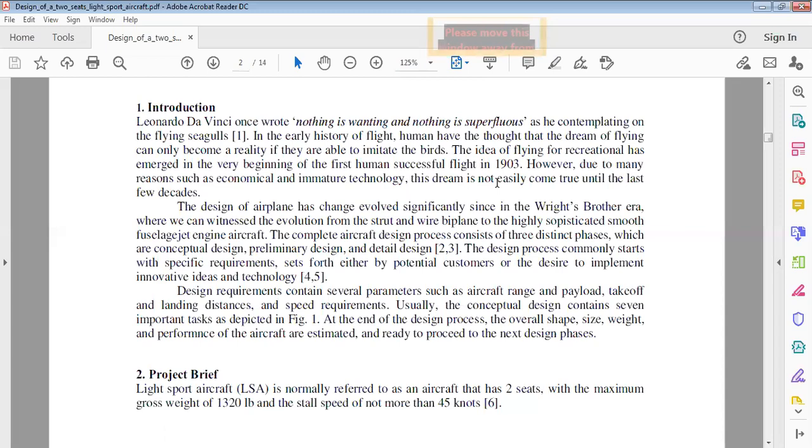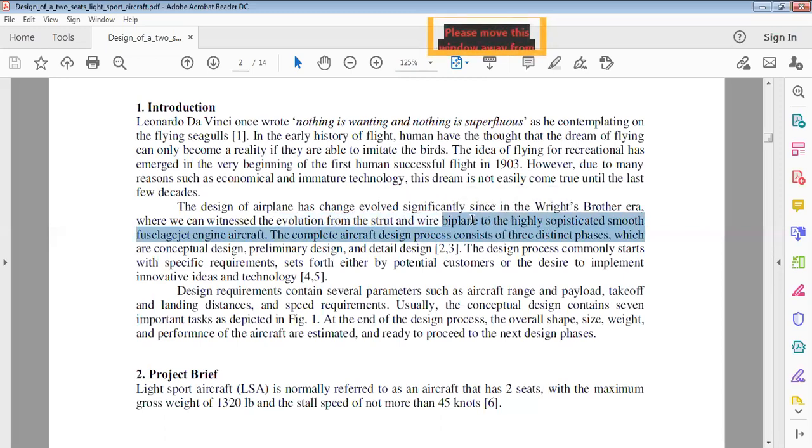However, due to many reasons such as economics and immature technology, this dream did not necessarily come true until the last few decades. But the design of the airplane has evolved significantly since the Wright brothers era, where we can witness the evolution from the strut and wire biplane to the highly sophisticated smooth-fuselage jet engine aircraft.